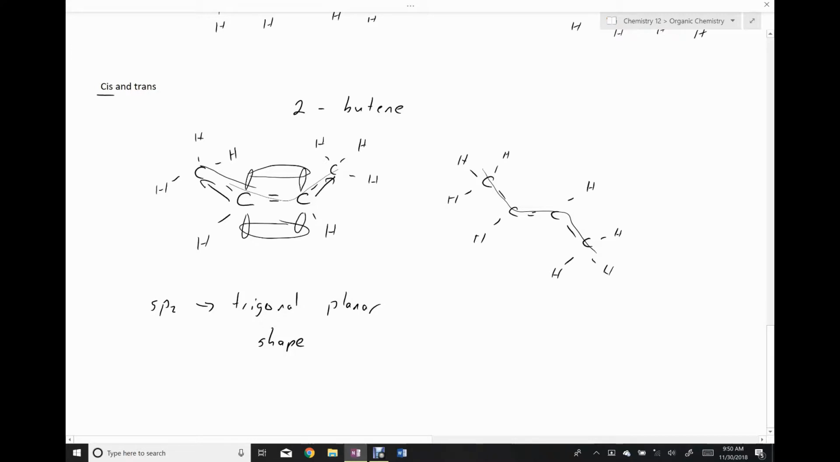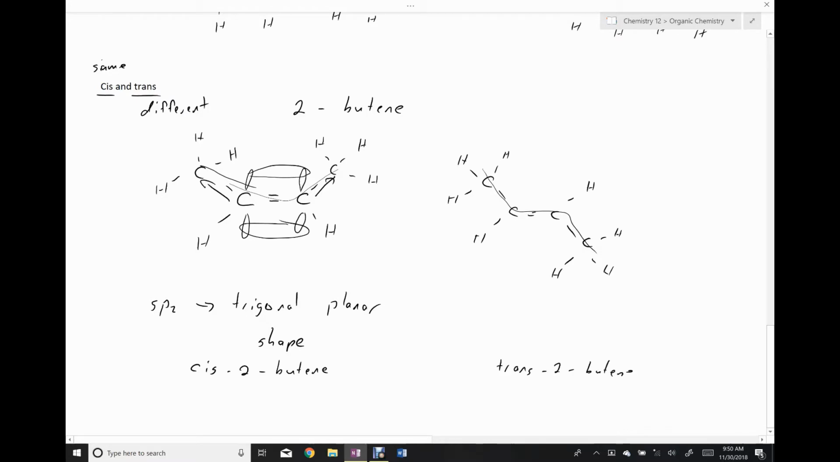That's where we use the words cis and trans. Cis is a fancy way of saying same, and trans is a fancy way of saying different. So here, this would be cis 2-butene, and this would be trans 2-butene.